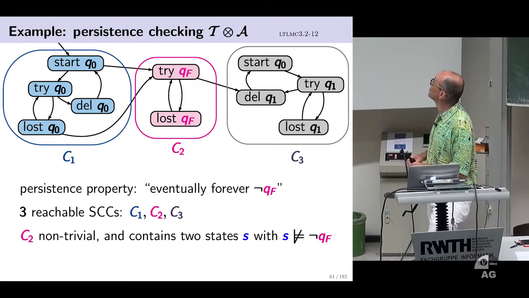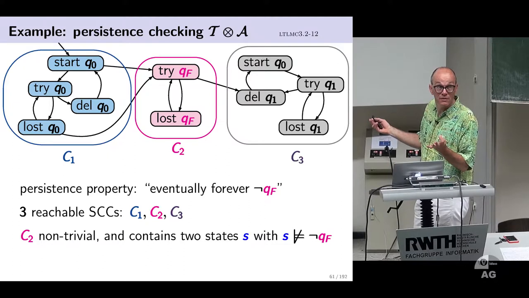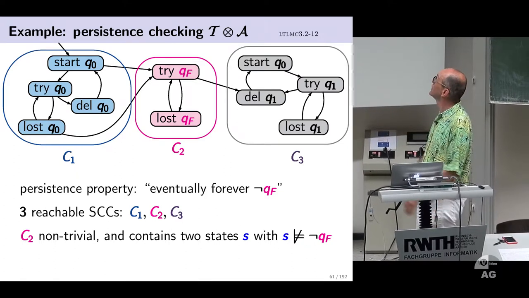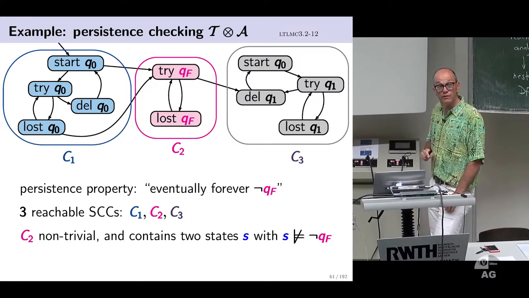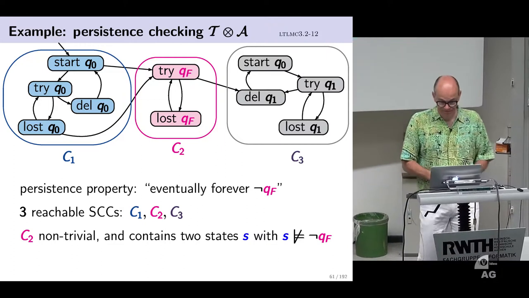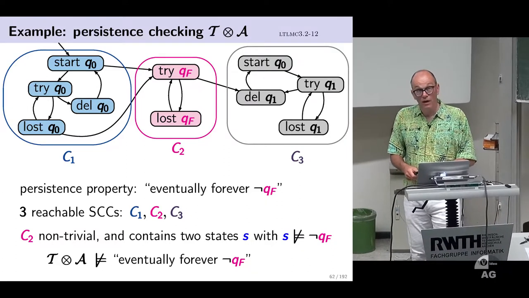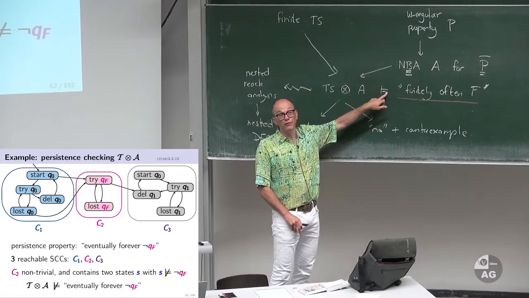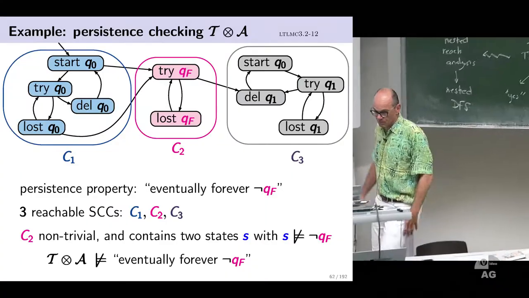And then I know that C2 is non-trivial. Actually, all three are non-trivial. And in particular, it contains at least one state. In this example, the whole SCC contains two states, and they are both accepting, but it suffices for the argument that it has at least one state that violates not F. Look at the double negation: we're interested in not F, and its negation, so we're interested in F. Good. And therefore, we conclude that this product refutes this property. And now we know, thanks to the theorem we have seen before, that the original transition system does not satisfy this property. Good.